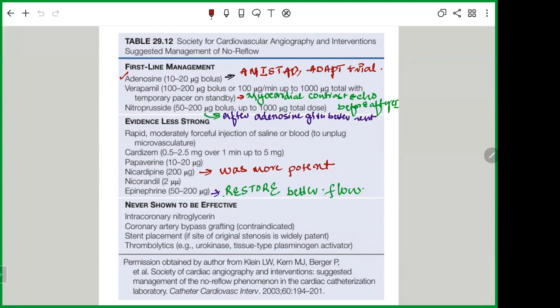Nicardipine was more potent than verapamil, and nicorandil was mentioned in the update, along with nitroprusside and adenosine, which could be given distally with a microcatheter, or with thrombus aspiration, or with a cutting balloon assisted technique. Like the perforated balloon technique, you have to make a perforation in the balloon, and along with the indeflator you deliver the drug distally, which shows a better result.